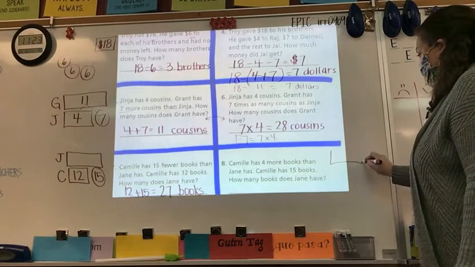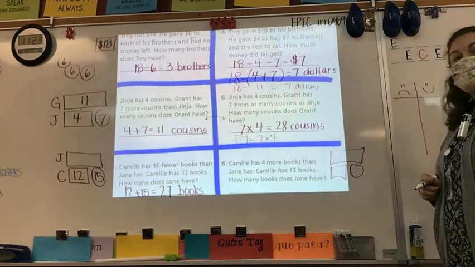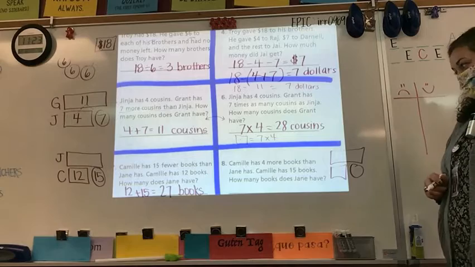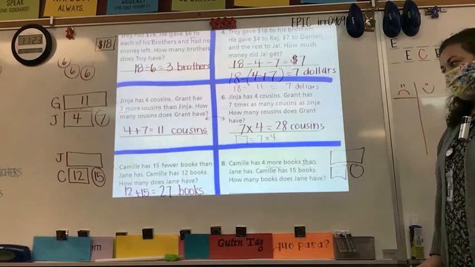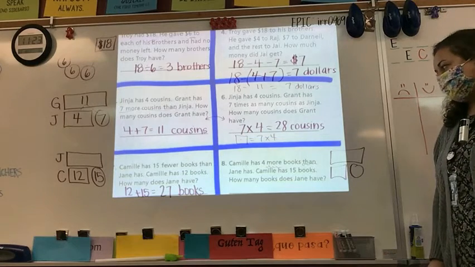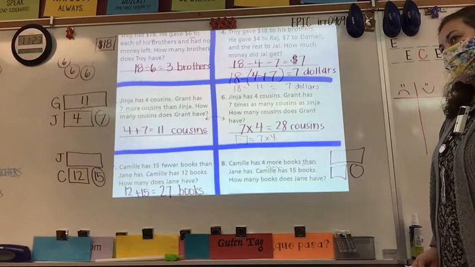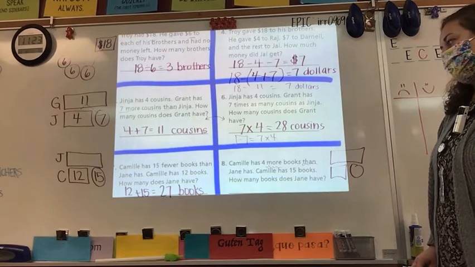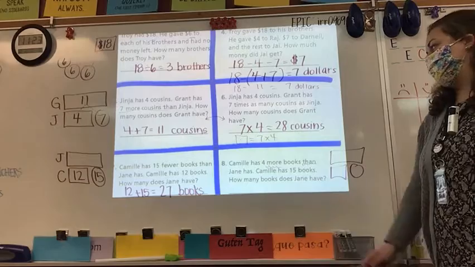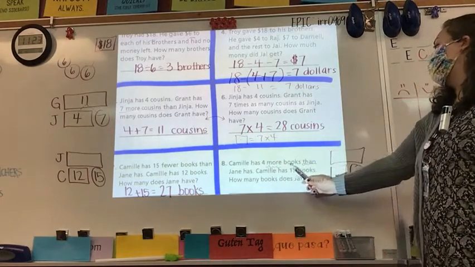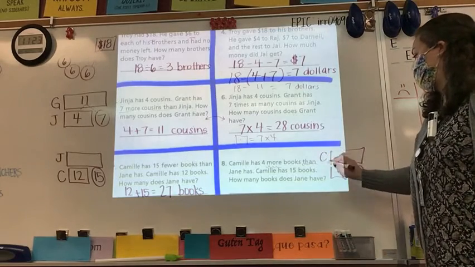Comparison bars. Yes, because it's "more than." More or fewer. Very good. More than, yes, absolutely. Who has more this time, Eli, Camille or Jane? Camille has 4 more books than Jane has. Camille, so Camille's got more. We'll put her on top, and Jane will be my smaller number.